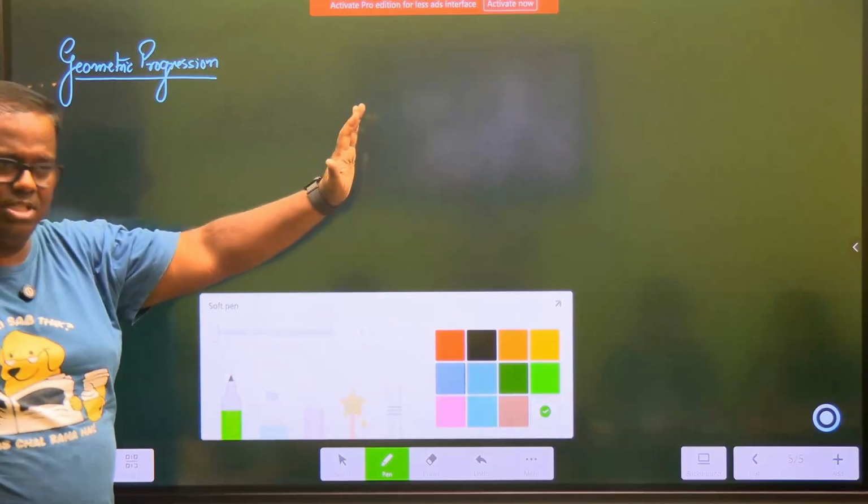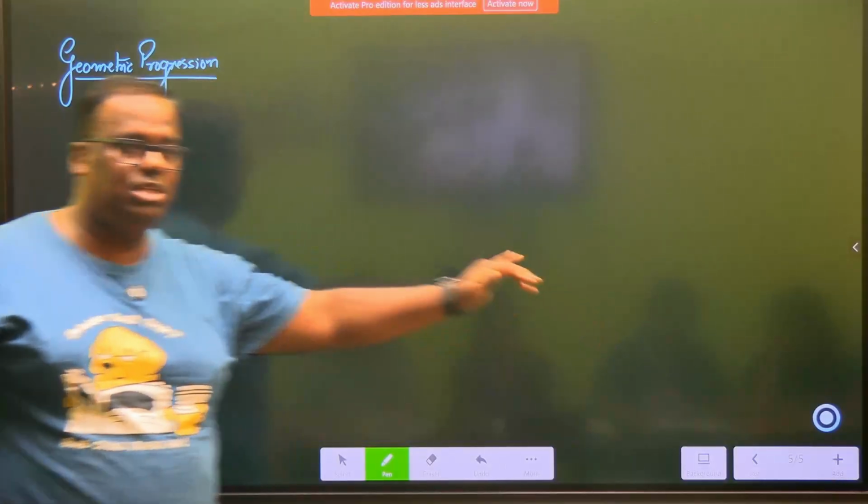So a progression means it's a sequence. Before this, the sequence that you learned was arithmetic progression.